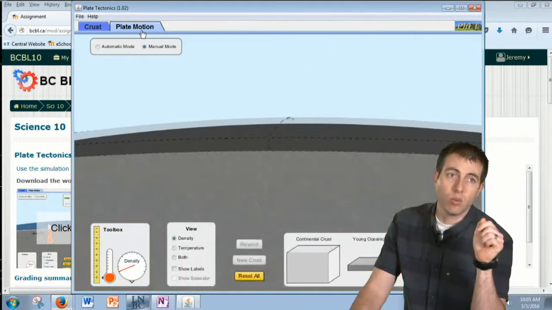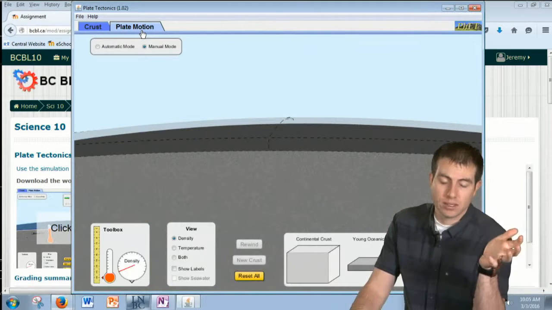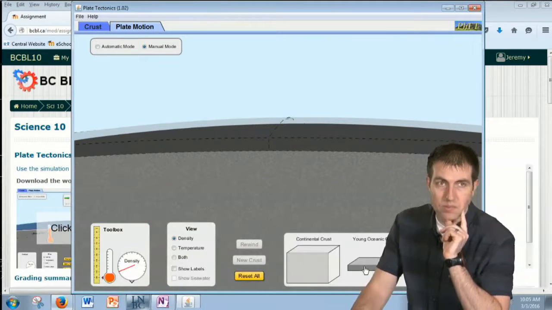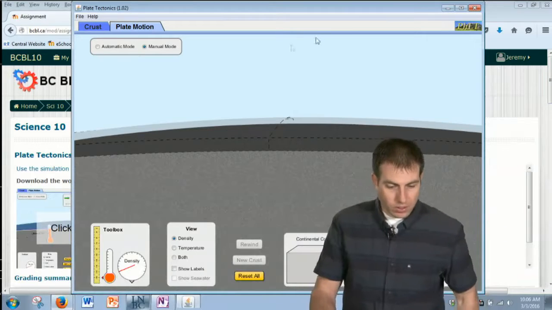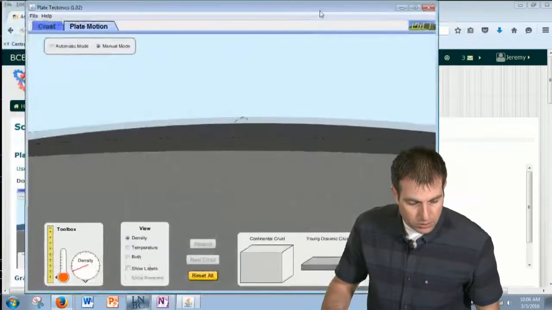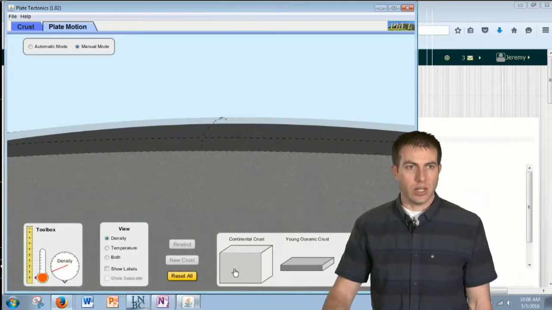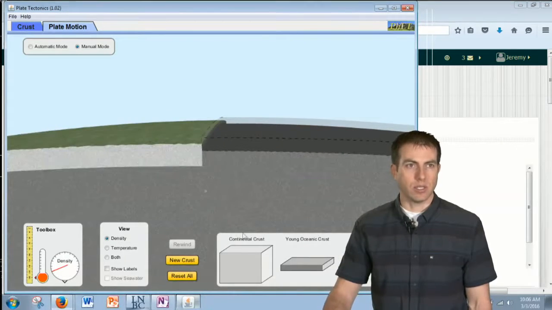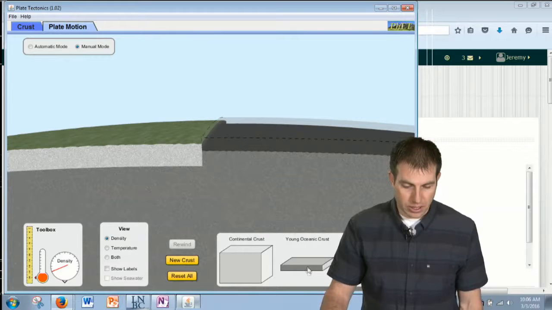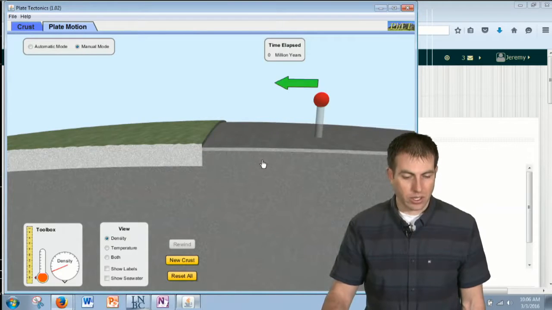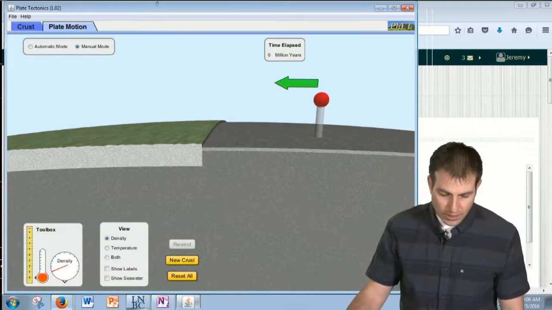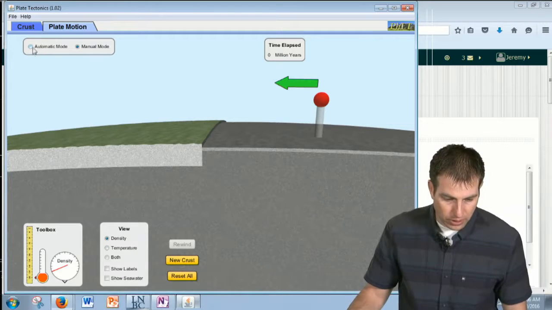But I'd love it if you guys went in and played around with this before next class. So what you do is, I'm just going to move this over a little bit so you can see it. This is the Earth, and you can just take crust. I'm going to take some continental crust and drop it there, and then take some young oceanic crust and drop it there. And you can just play around with it.